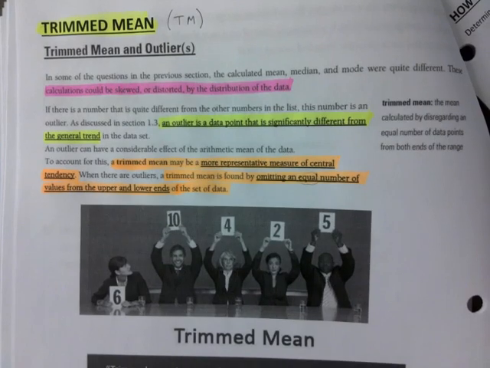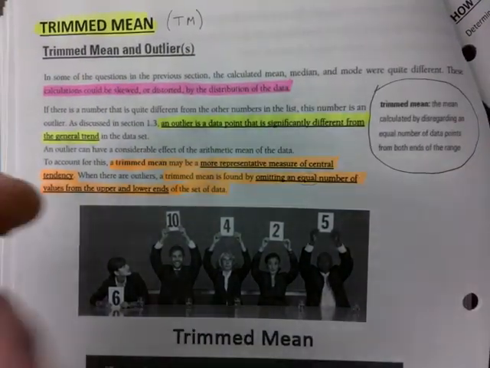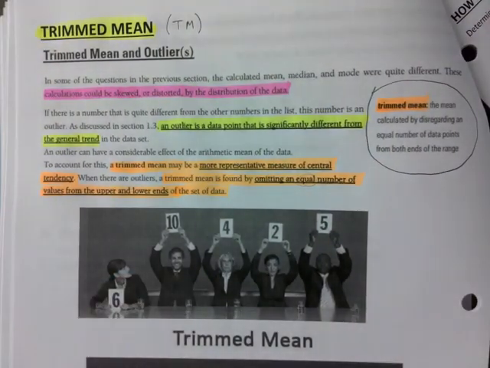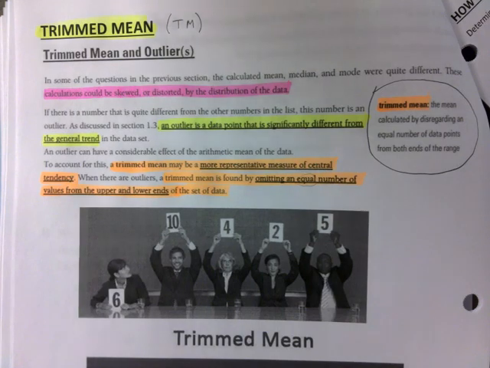Here is trimmed mean one more time. How about we just go and highlight the trimmed mean part? It's there, right? Disregarding an equal number of points from both ends of the range.